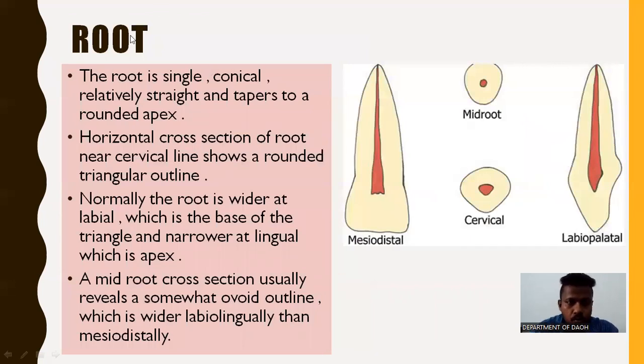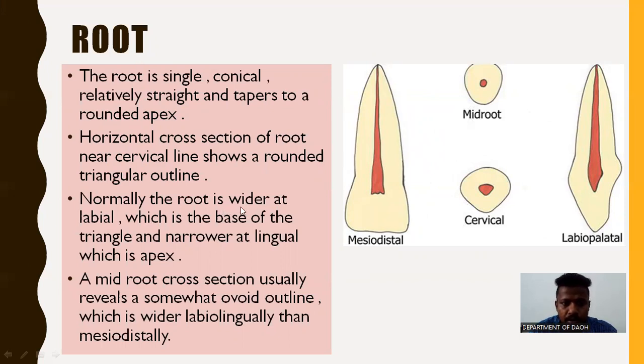Now we go to the root. The root is single, conical, relatively straight and tapers to a rounded apex. The cervical region is somewhat conical in shape. The mid-root portion shows a relatively rounded shape, and the apex tapers to a rounded apex. A horizontal cross section of the root near the cervical line shows a rounded triangular outline.